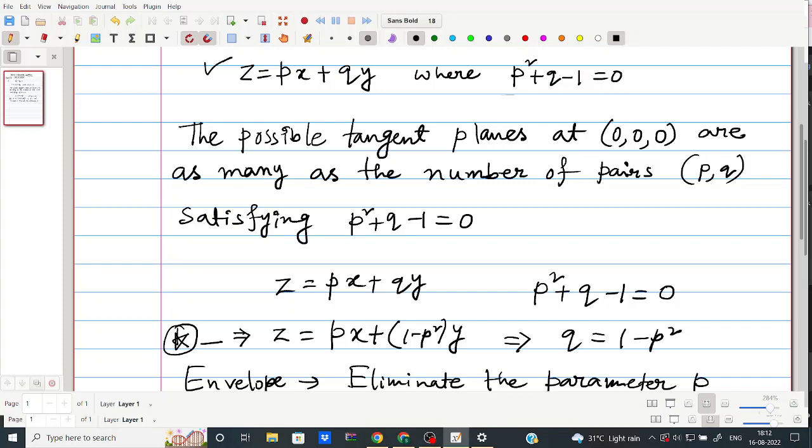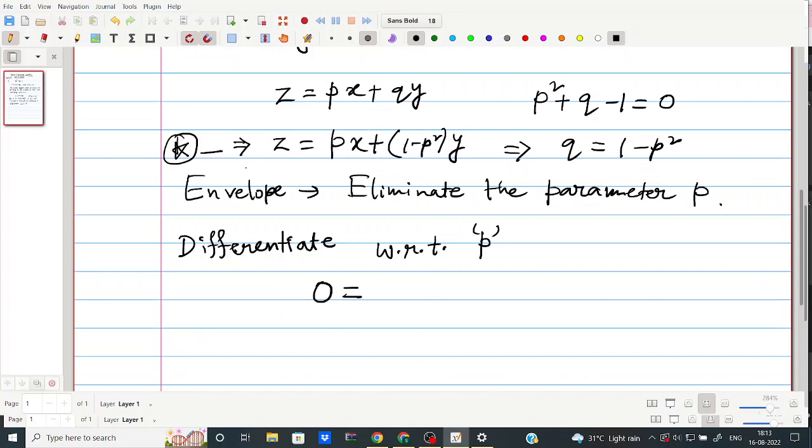What I have to do is differentiate with respect to the parameter p. Differentiating with respect to p, I get del z del p is 0, because z is not involved in p. And what is in the right hand side? This is x minus 2py. Okay, understand?